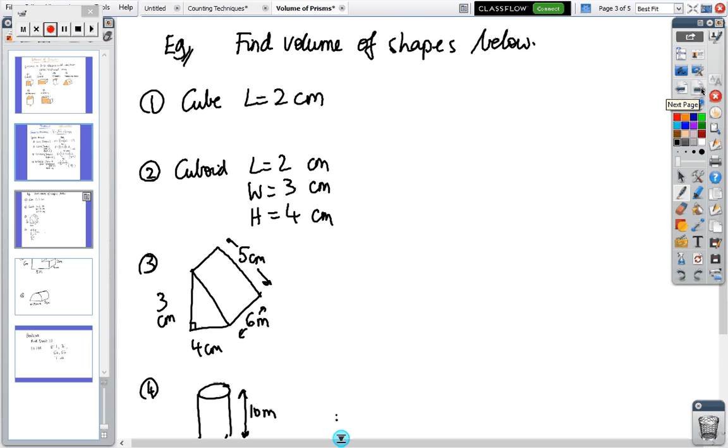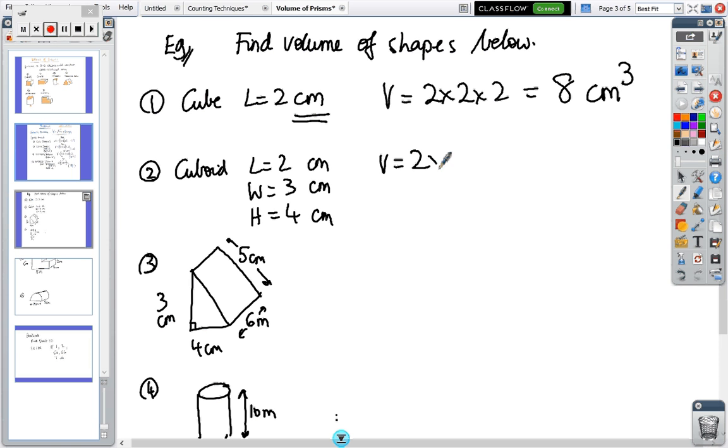Okay, so we're looking at some examples of some simple shapes, and on the next page we'll have the harder ones. In the first one, the volume is length times length times length, 2 times 2 times 2, which is 8. Now the units are centimetres, and volume is a cubic unit. With the next one, volume equals length times width times height. So that gives us 24, and it's centimetres cubed.